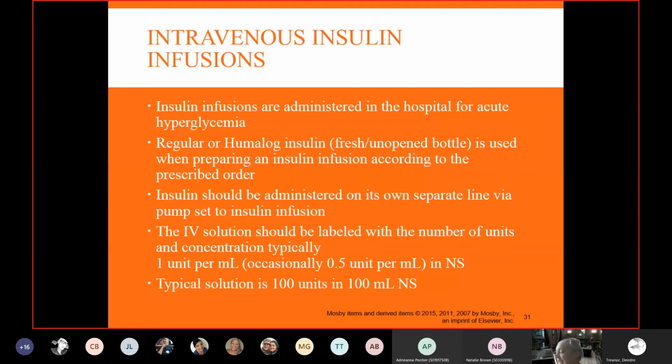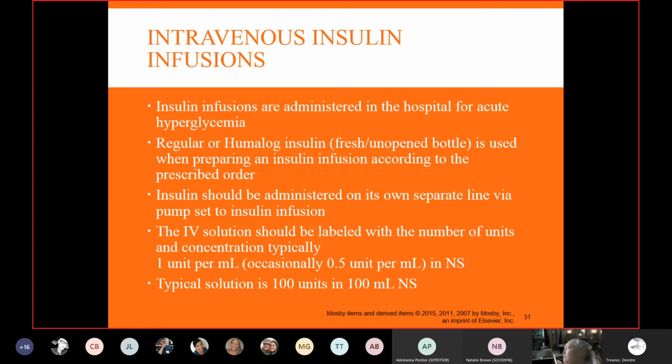And generally, you're going to get 50 units in a 100 milliliter bag of normal saline, and it'll have 50 units in that 100 milliliters. So IV insulin may have 0.5 units per ml. It could be 100 and 100. So make sure you know the ratio in the IV bag.